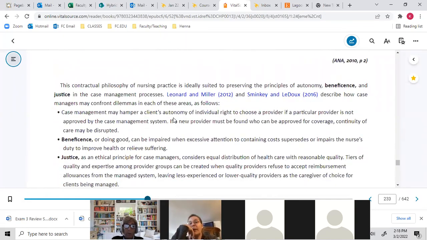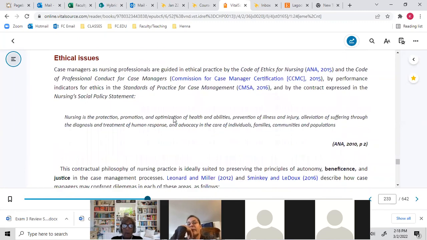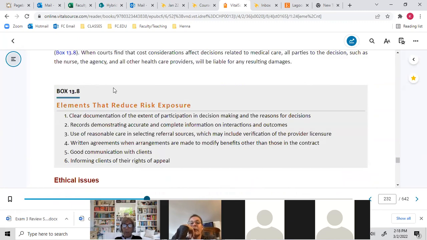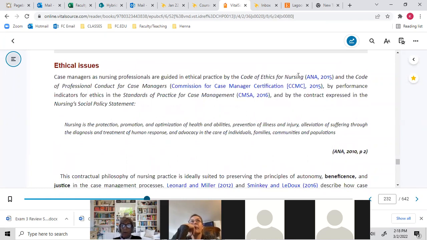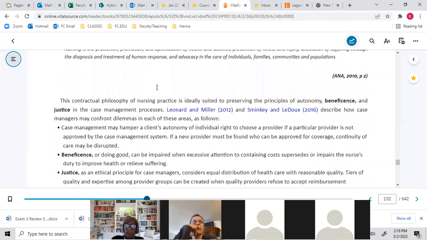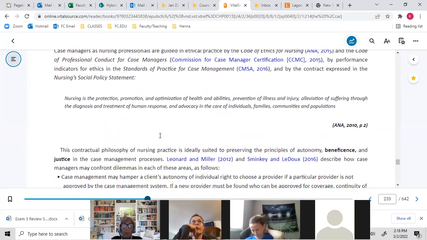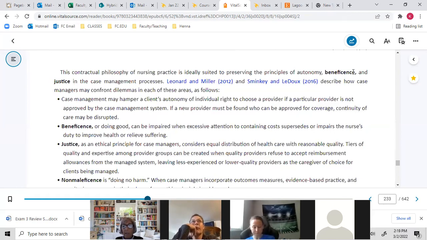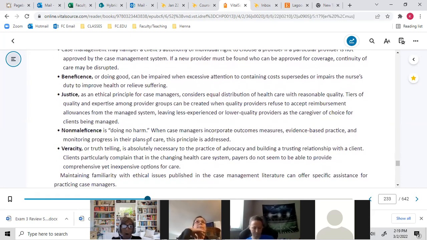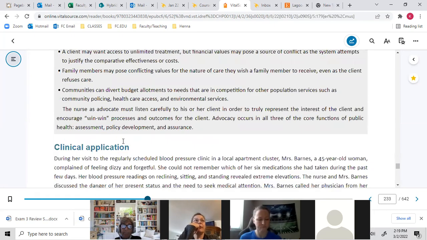Okay, and then ethical issues. You can read through that section because it potentially is an issue. You have to be following your code of ethics. There is a code of ethics for case managers, as there is for school nursing, hospice nurses, and home health nurses. Here are the ethical issues. It's a good summary of what beneficence is, what justice is. Beneficence is doing good. Non-maleficence, doing no harm. Veracity, telling the truth.